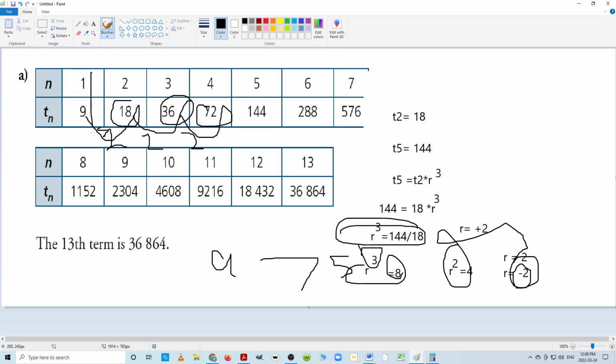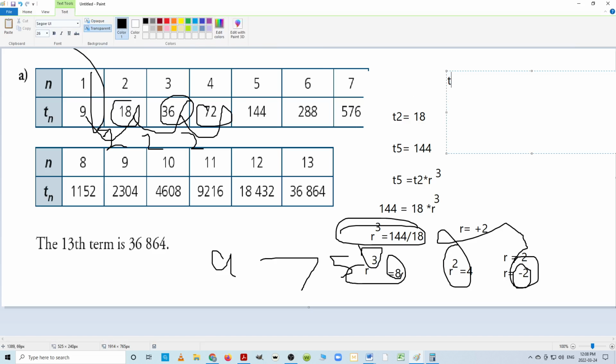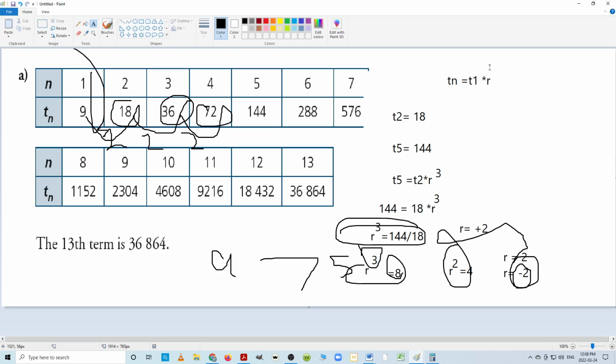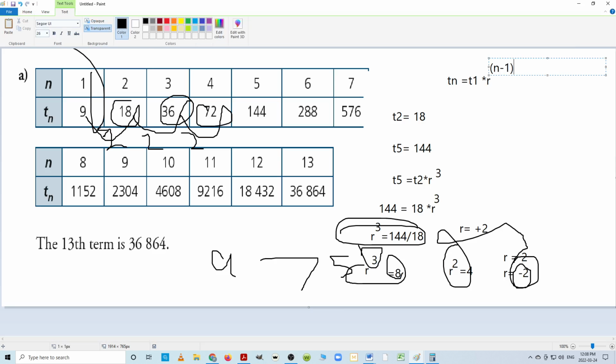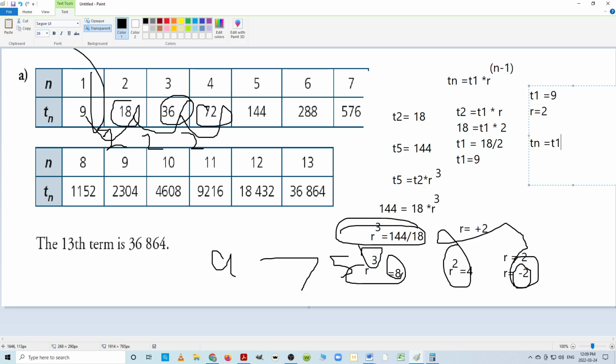I still don't know my first term. However, I do know the general formula is term n is equal to term 1 times r to the power of n minus 1. They've also given me already term 2. So term 2 is equal to term 1 times r to the power of 2 minus 1, r to the power of 1. They've given me term 2. I figured out in the last step r, which means term 1 is equal to 18 divided by 2, and now I know the full formula. I now know term 1 is equal to 9, r is equal to 2, so I can write the general formula.